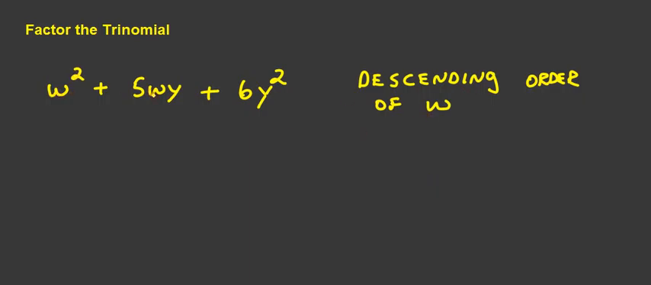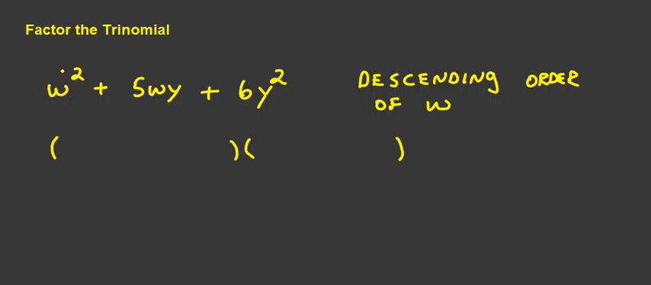The second term has w to the first power. The last term doesn't have any w's at all. So it's currently in descending order of w. We then proceed to factor it by putting our binomial times our binomial, because we know that the product of these two binomials will give us a trinomial, and we hope to find what the two binomials are.